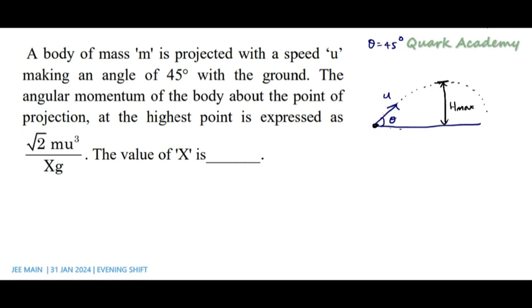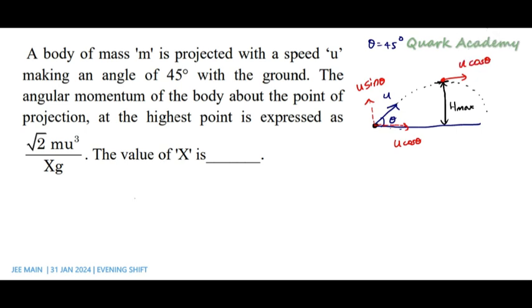This is the point from which it is projected. So initially it has a speed or velocity u. This velocity can be split into two components. One is the vertical component, u sine theta, and the horizontal component is going to be u cos theta. At maximum height, the vertical component becomes 0. So the only velocity that remains is the horizontal one, in this direction, u cos theta.